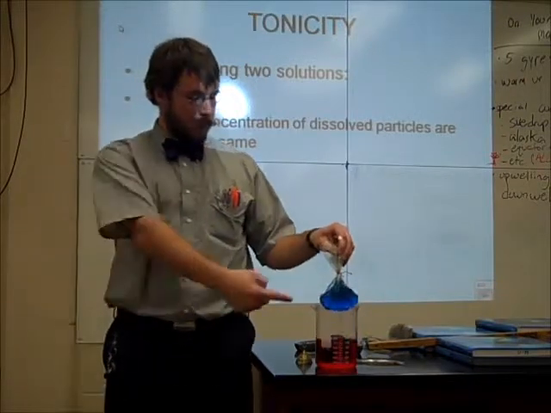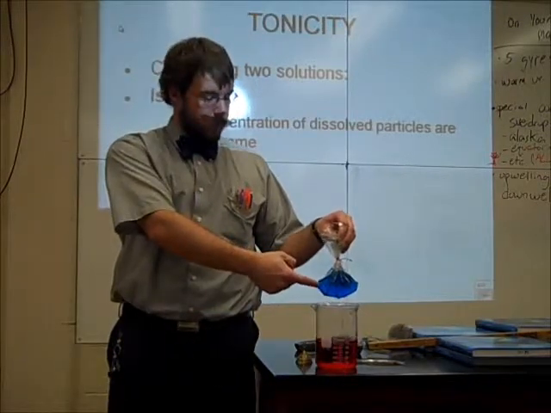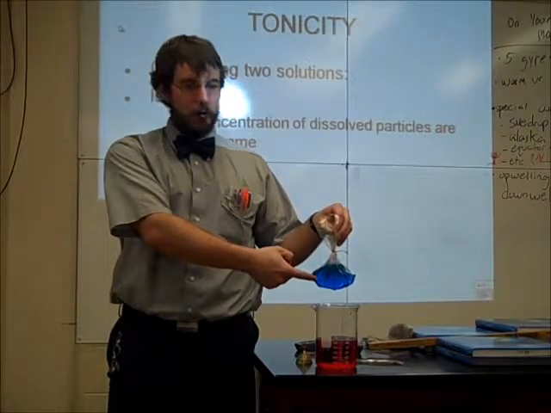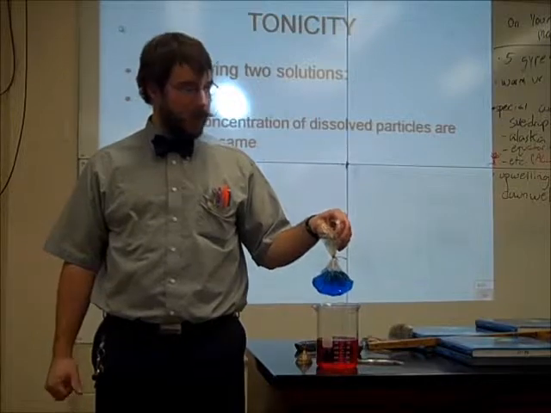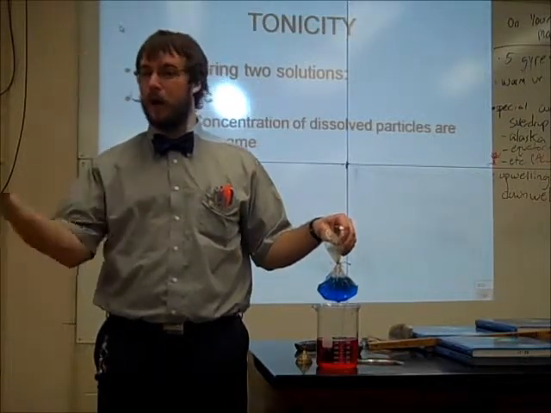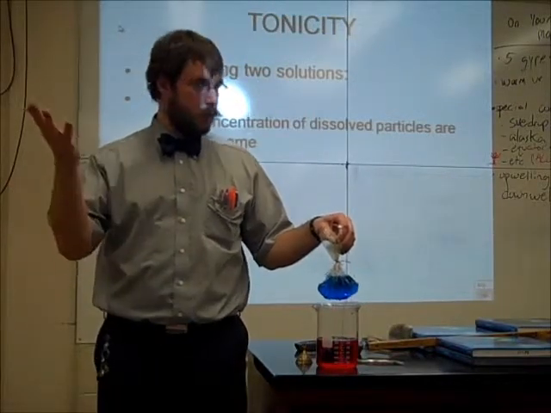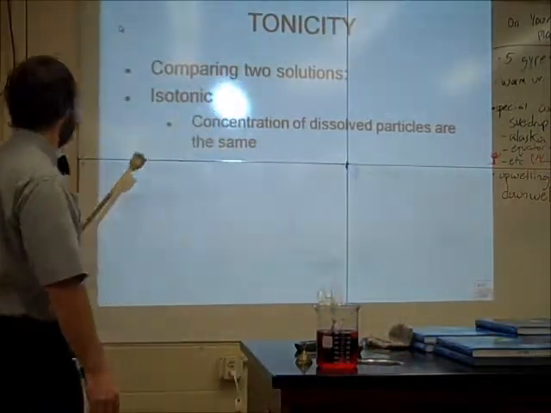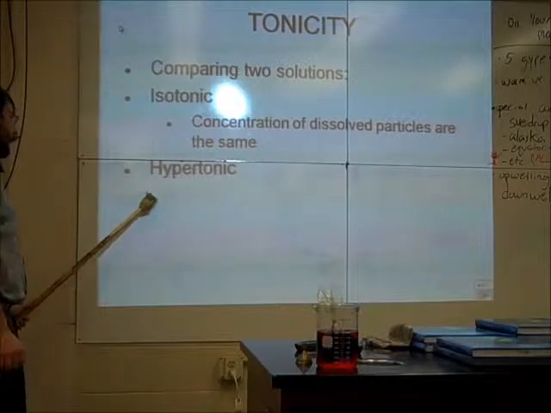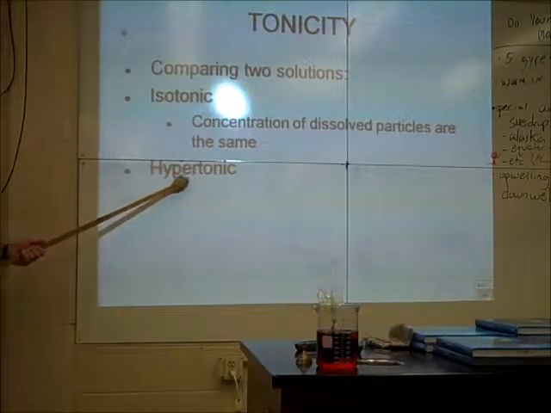Isotonic would be if there's a concentration of 5 grams per liter sugar in here and 5 grams per liter sugar in there. Then they're in equilibrium because they're both isotonic, which means they're both the same. Sometimes it could be hypertonic. Use your science word skills.